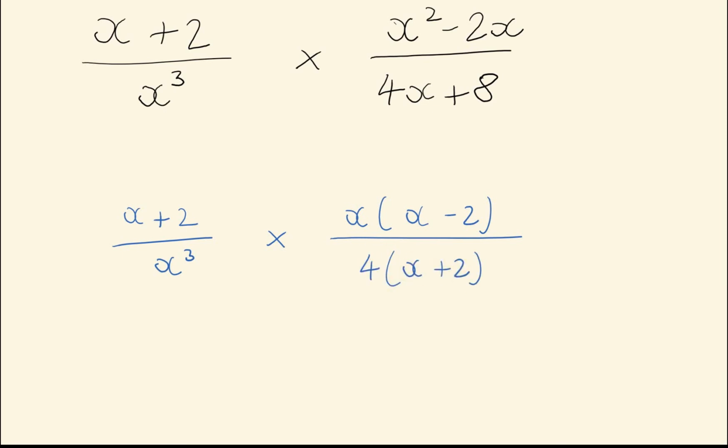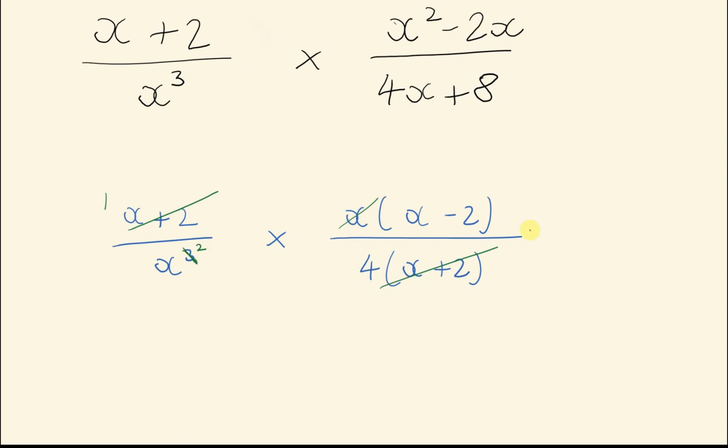Now, when we simplify fractions, we simplify along the diagonals. That is, I can simplify with these two terms and also with these two terms. So let's do that now. We can see on this diagonal, I have a common factor of x plus 2. So left with a 1 here. Here I have a common factor of x, so this x goes, and this cube now becomes a squared.